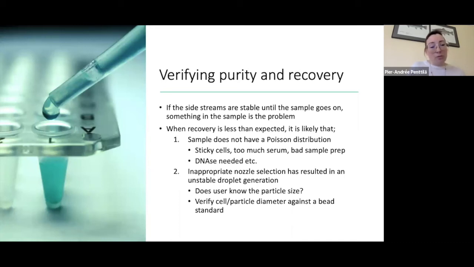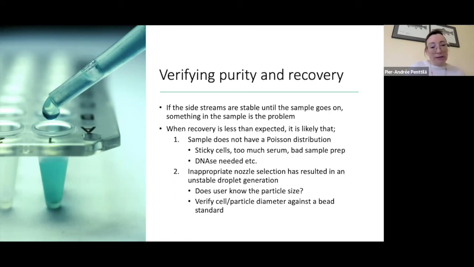First, we assess some of these things based on the side stream stability. So if the side streams are tested and are stable until the sample goes on, then that typically indicates that there are problems with the sample preparation. And I will talk a little bit about how sample preparation can affect your cell sort later on.